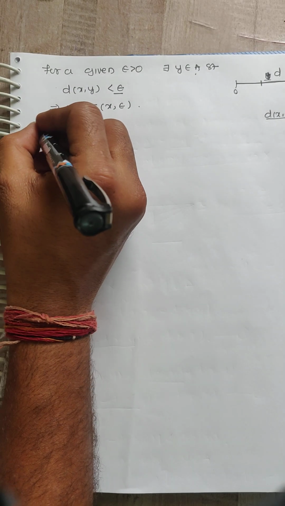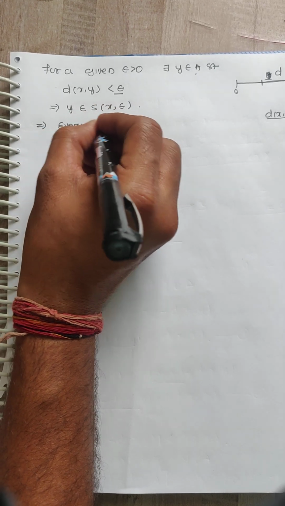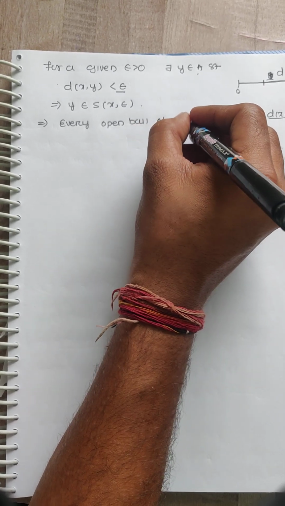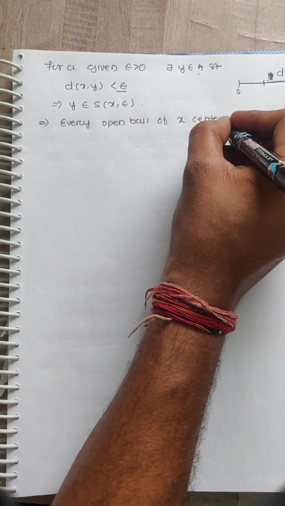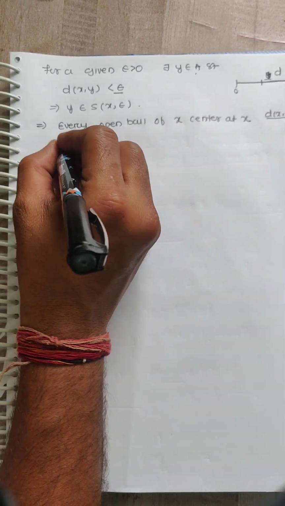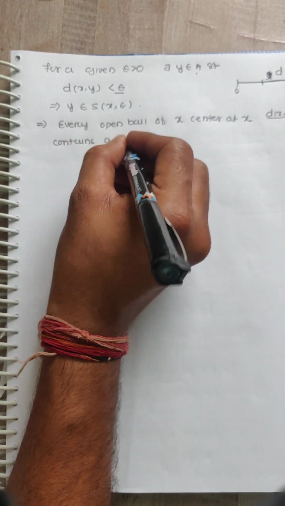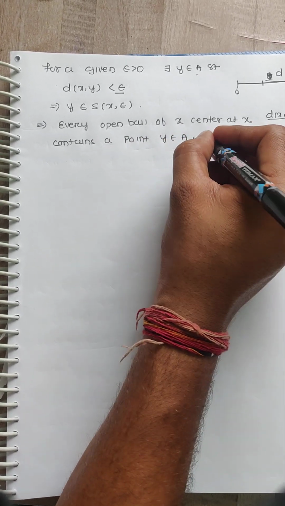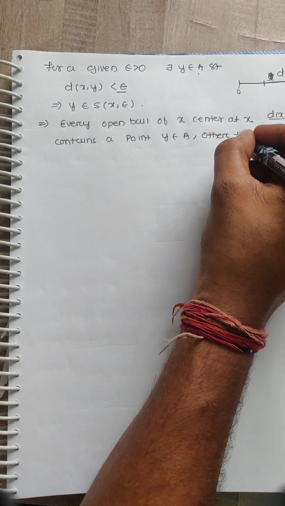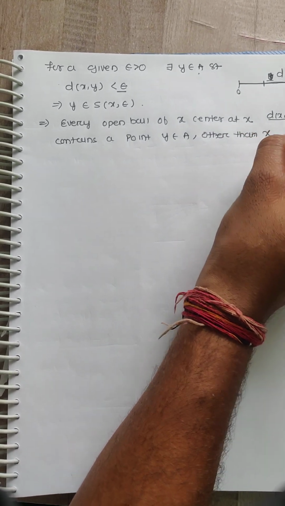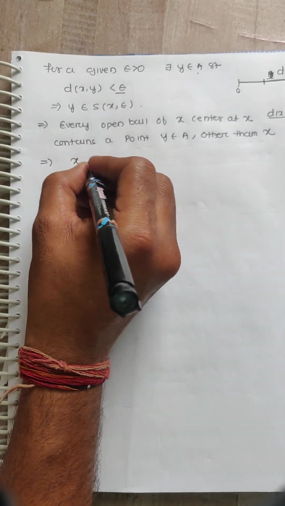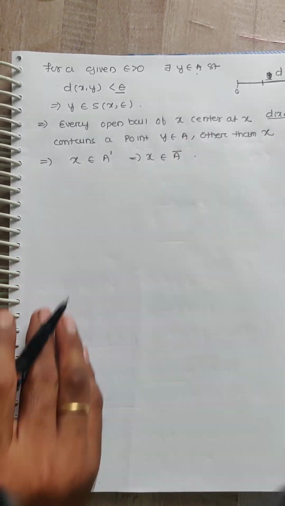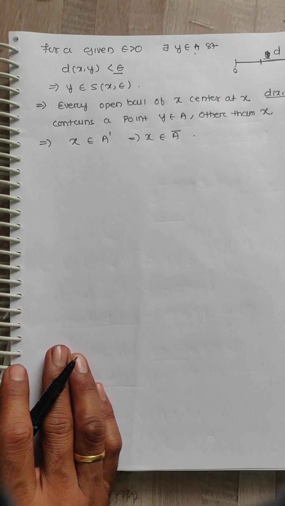Okay, that means every open ball centered at x contains a point y belongs to A other than x, which implies x is a limit point of A, which implies x belongs to A closure. So in both cases we have shown that x belongs to A closure.